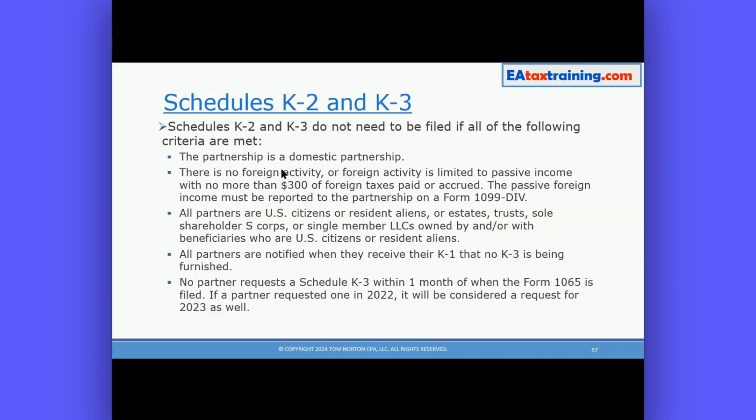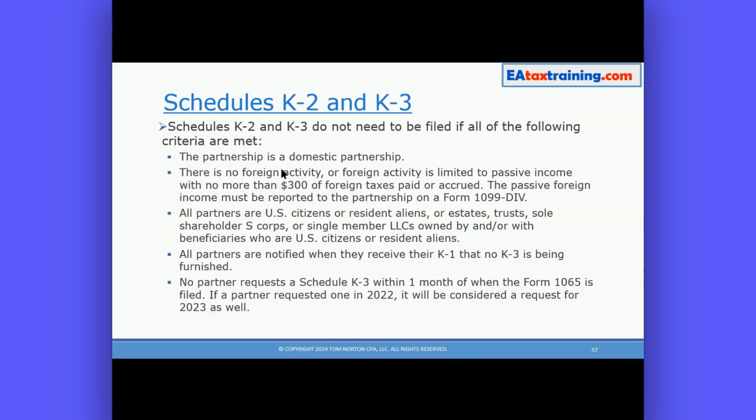And once a partner says one time, 1 year, that they need a K3, then you need to assume that they need that K2 or K3 the next year. So here's what we're saying. If you've got just a domestic partnership, all the partners are domestic people or domestic entities, you don't have any foreign activity or very little foreign activity, then you don't need to bother with the K2 and K3.